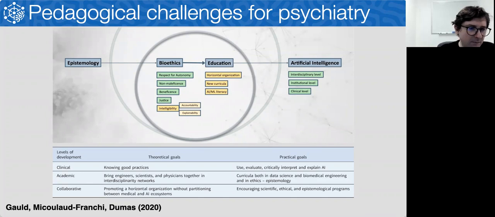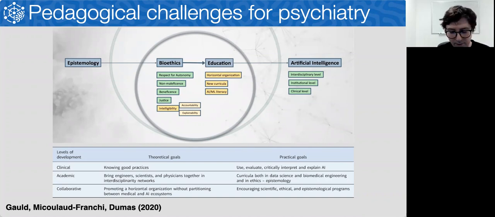But there is also a development level at the academic organizational level, that is to bring engineers, scientists, and physicians together in interdisciplinary networks. So that's something we are currently trying to do with the FRQS here in Quebec.